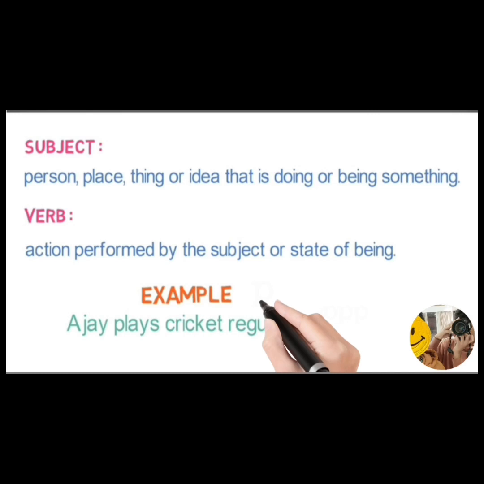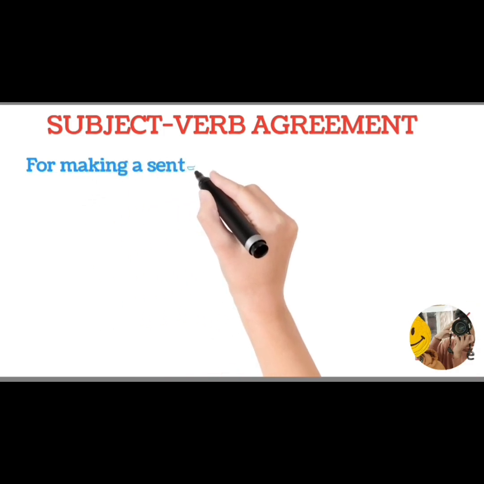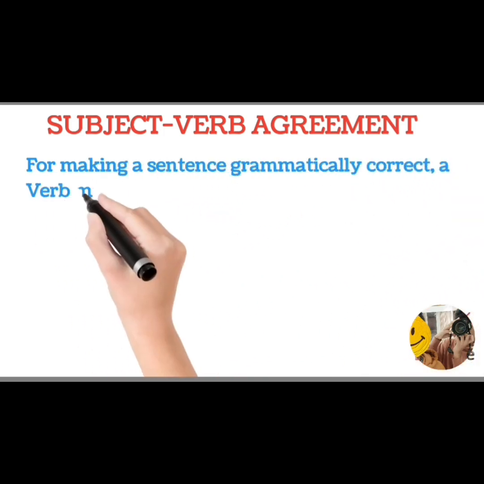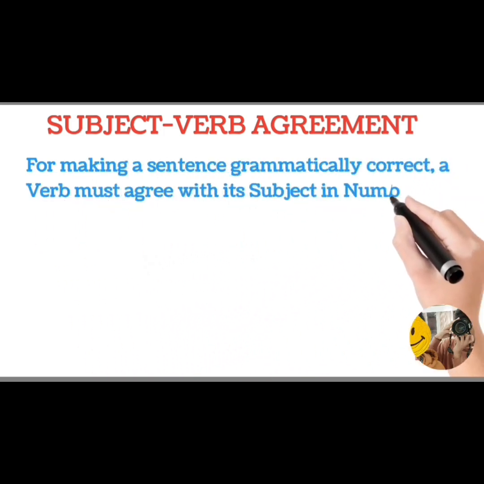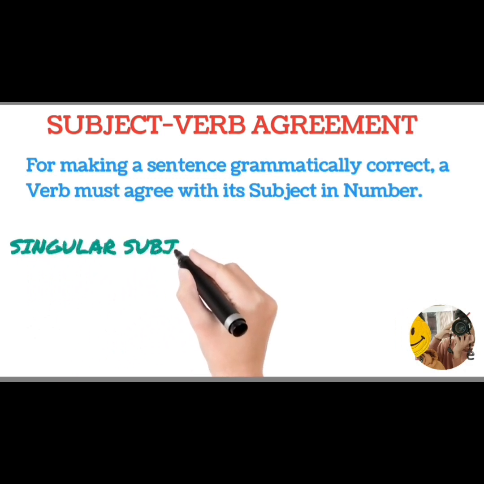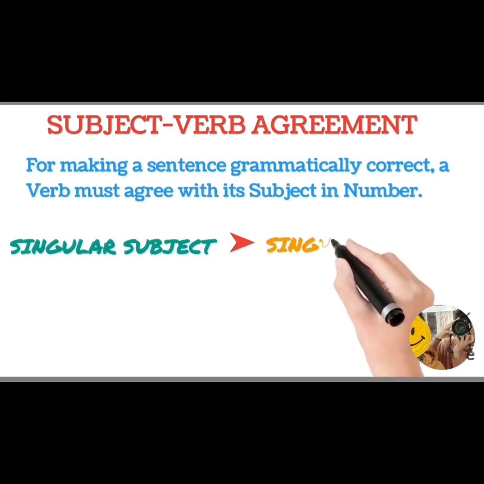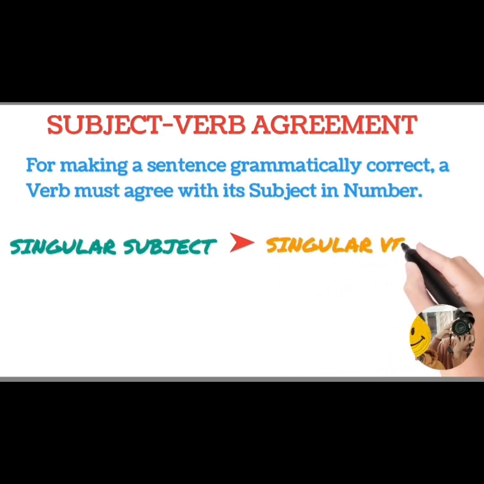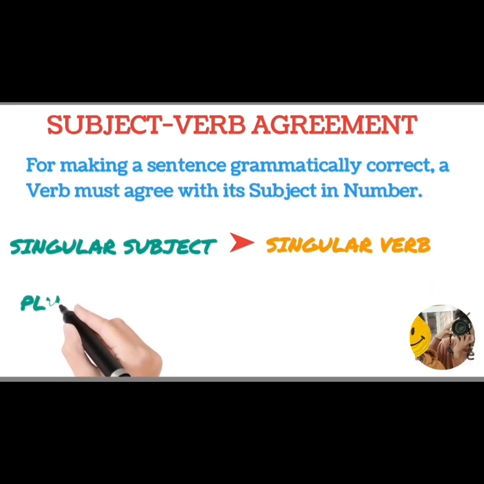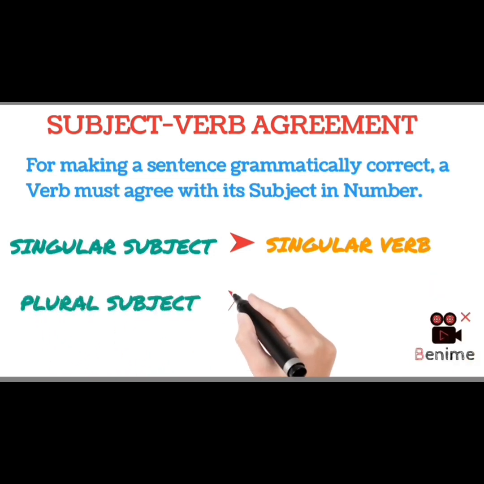Example, Jay plays cricket regularly. Jay is the subject and plays is the verb. So we will discuss subject verb agreement now. Subject verb agreement means for making a sentence grammatically correct, a verb must agree with its subject in number. That is called subject verb agreement. So for singular subject, singular verb will be used, and for plural subject, the plural verb will be used.